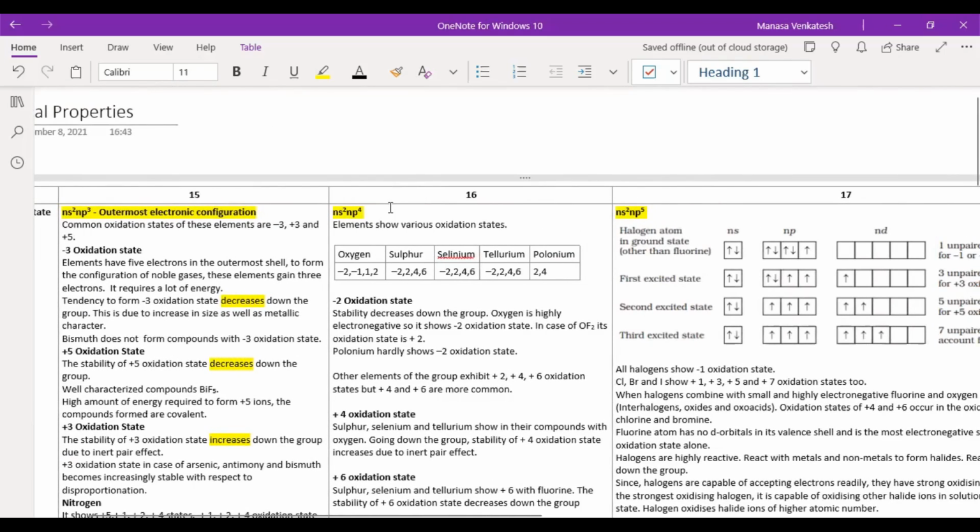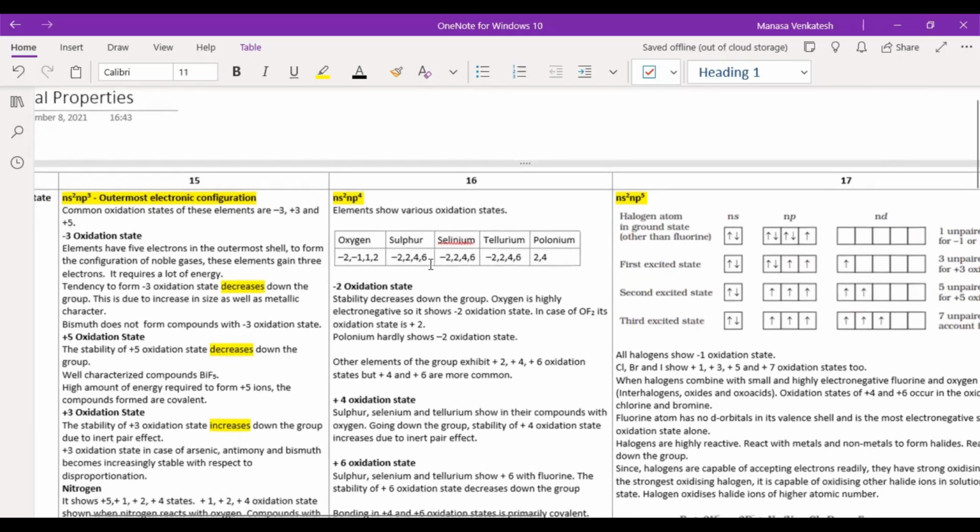Next, we're talking about group 16, the oxygen family. So ns2 np4 is their outermost electronic configuration. Here, oxygen has -2, -1, +1, and +2. Sulfur, -2, +2, +4, and +6. Selenium has -2, +2, +4, and +6 as the oxidation states. Tellurium, -2, +2, +4, +6. And polonium has +2 and +4.